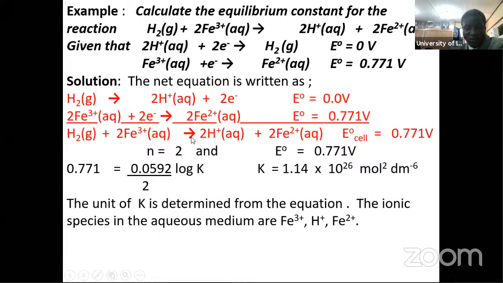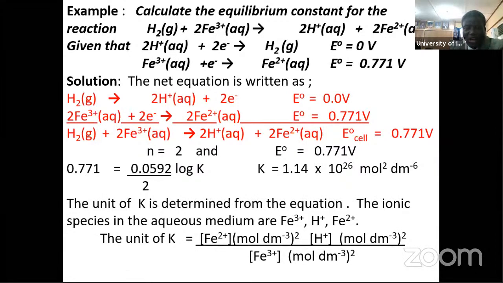The equilibrium constant of this, what is it? In the aqueous solution you have here, ideally this will be the concentration of H squared, and the concentration of Fe2+ squared, over the concentration squared of the Fe3+. That means what you'll be left with is just one concentration raised to power 2, and that's why you have mole dm raised to power minus 6. So you consider the ionic species that you have here to determine that.